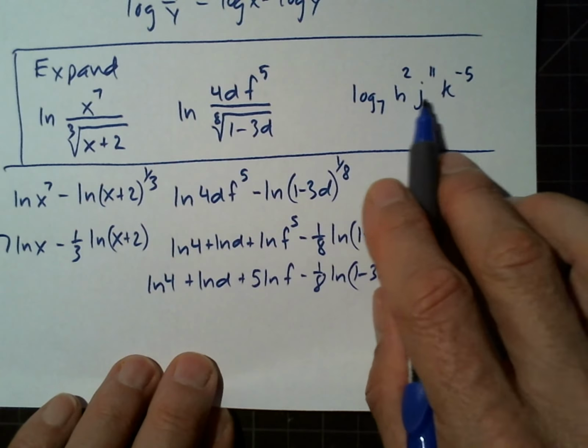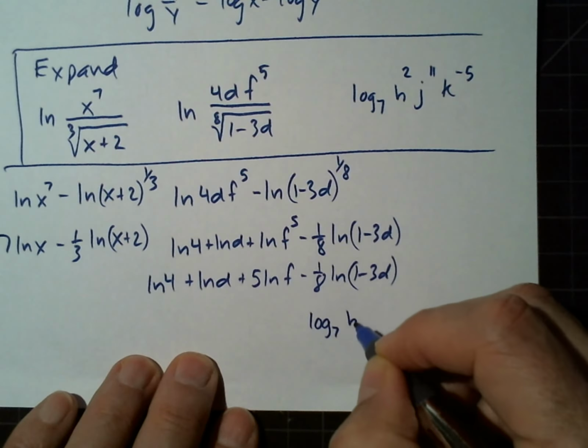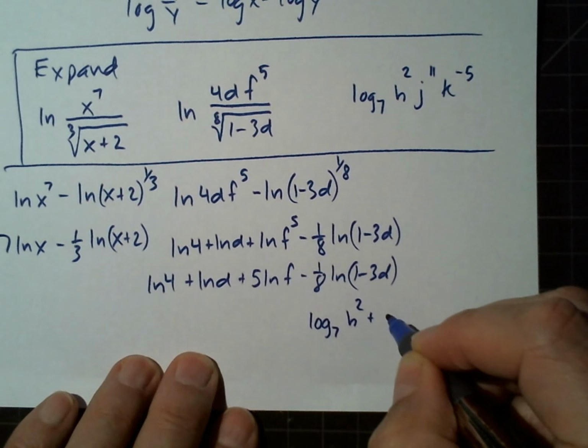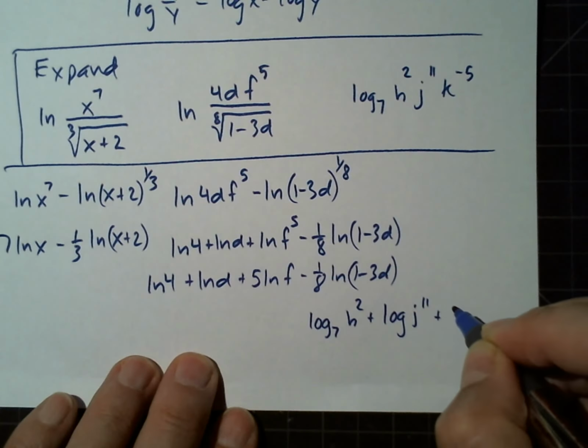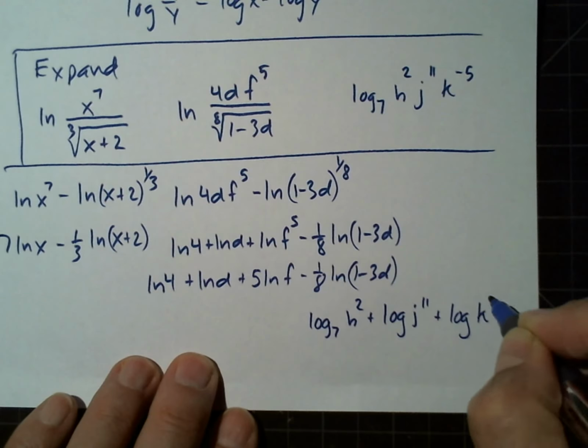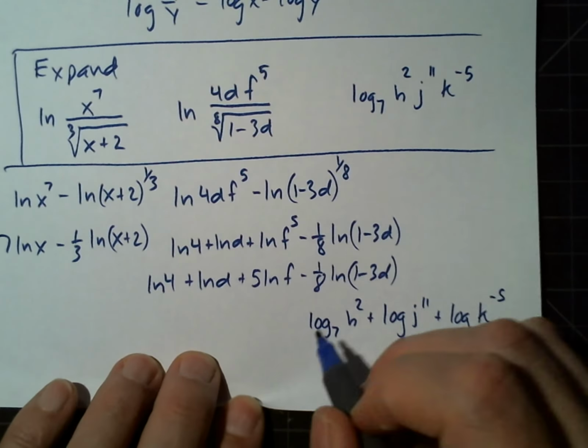And here we have a product. So that'll change to a sum. And then all the exponents can come out as coefficients.